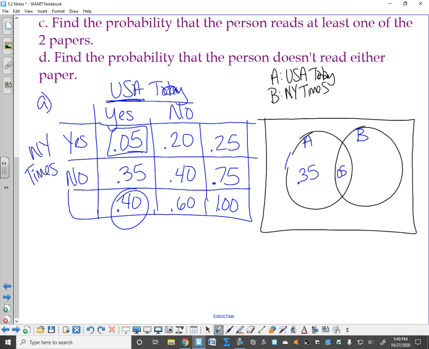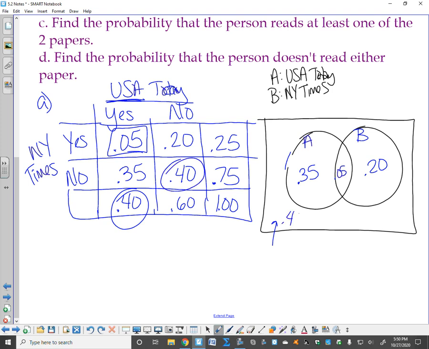Let's do event B, the New York Times, and that's a total of 25%. 5% is in the overlappage, so that's a 20%. Now I just need my number that's out here in no man's land. These are the people who don't read either.